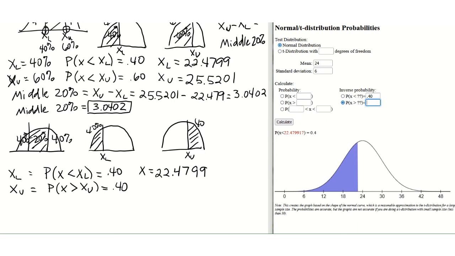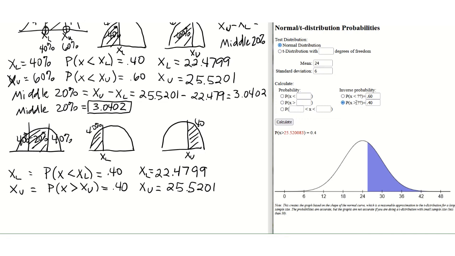So the first one was the lower 40%. Now I'm solving for the upper 40%. And you'll notice it's the same, and this is because just like what we saw with our percentile questions, if I'm getting the lower 60%, I'm going to have that same value as if I'm getting the upper 40%. Because when I add 60 plus 40, that's going to give me 100%.